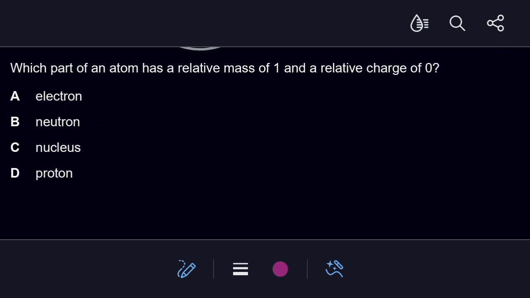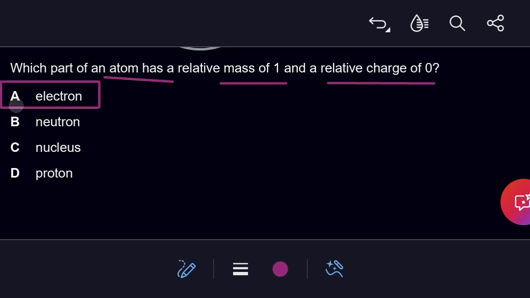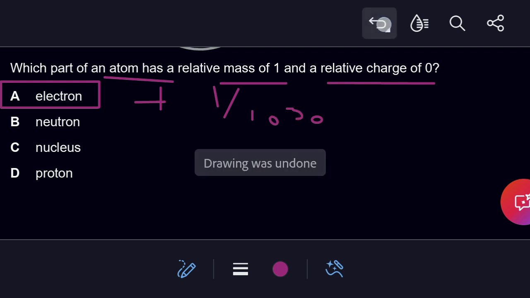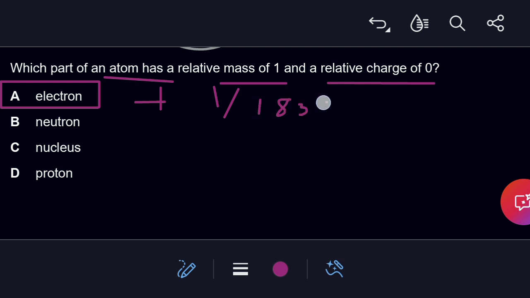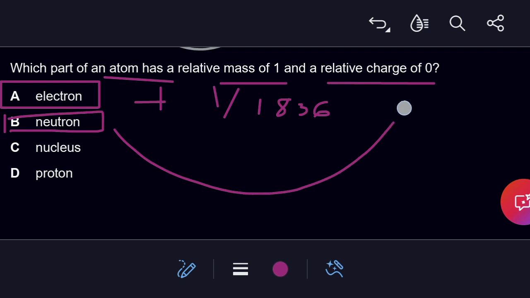Question number 4. Which part of an atom has a relative mass of 1 and a relative charge of 0? Electron has a charge of -1. Its mass is 1/1836 times that of a proton. So this wouldn't be the option. It's 1836 times that of the proton. Neutron has a charge of 0 and a mass of 1. So here's the answer. The answer is option D.